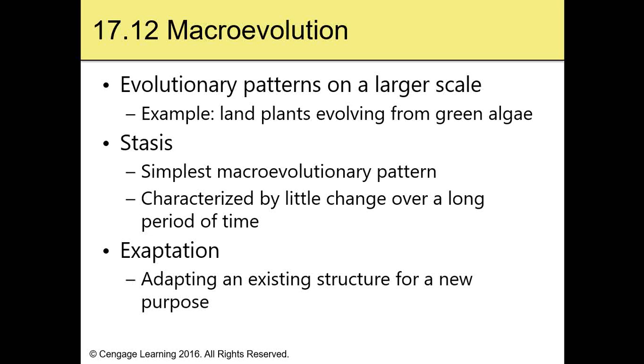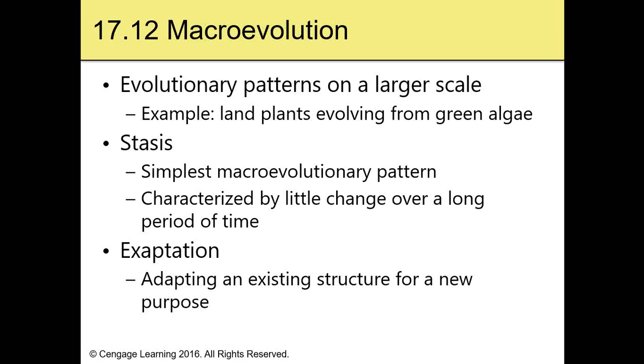Okay, so macroevolution. Macro means big, so macroevolution just means a bunch of these little tiny tweaks and changes to populations over a large period of time. And so this is evolutionary patterns on a very large scale. A good example of this is land plants evolving from green algae. They evolved originally from green algae, but now they're so different, and we still have green algae all over the place, but now we also have all this diversity of life that's included in the Plantae kingdom as well.